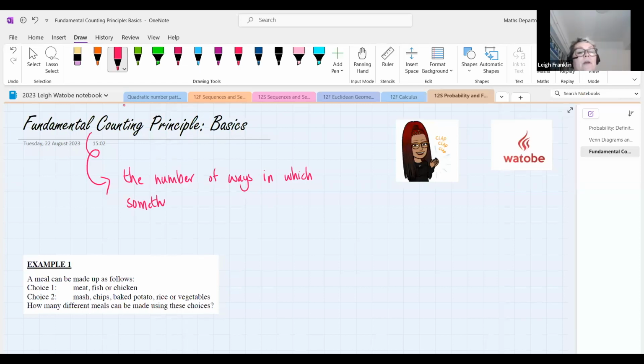So something, whatever it might be, the number of ways in which something can happen. All right, and we are primarily concerned with when things can be repeated. So repetition is allowed, or when repetition is not allowed.